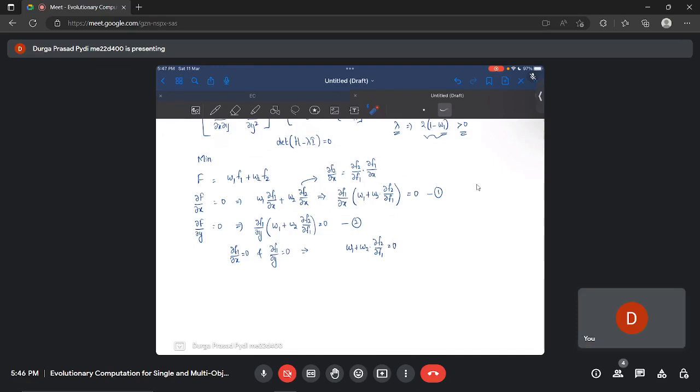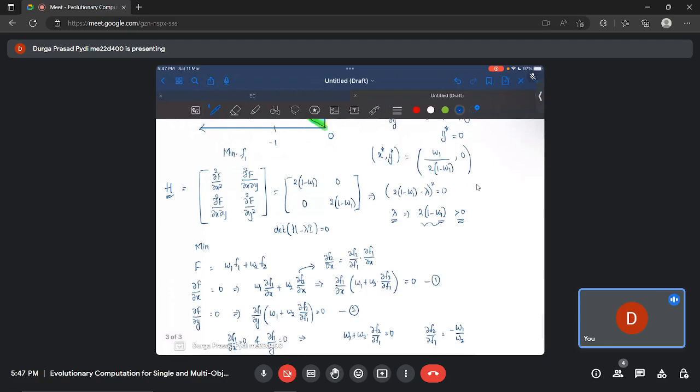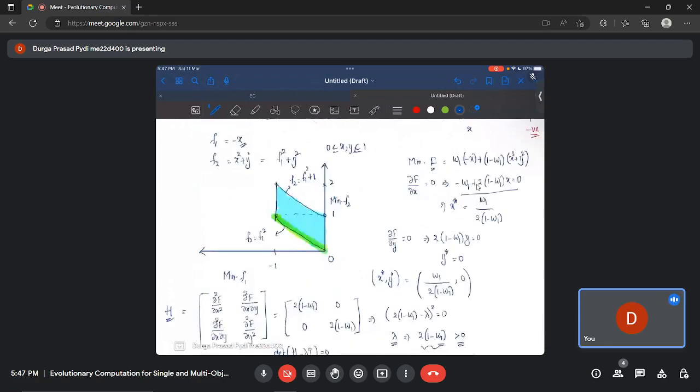Now if we consider this particular equation, w1 plus w2 times del f2 by del f1 equal to 0, the w1 and w2 have some role in this. Del f2 by del f1 is essentially minus w1 by w2. What does this say? In this plot of f1 versus f2, del f2 by del f1 is essentially the slope of the curve at a given point.